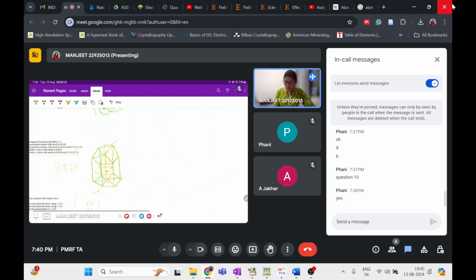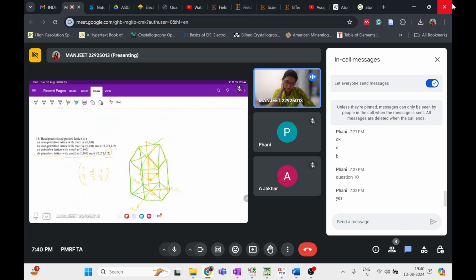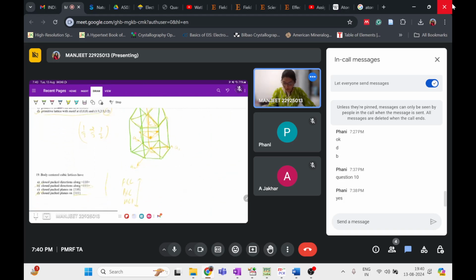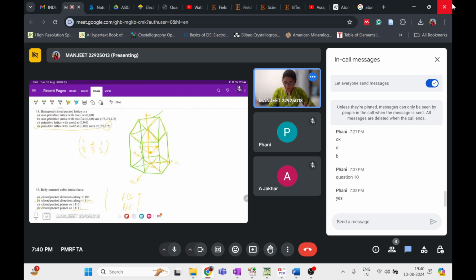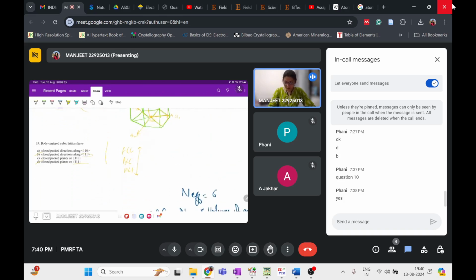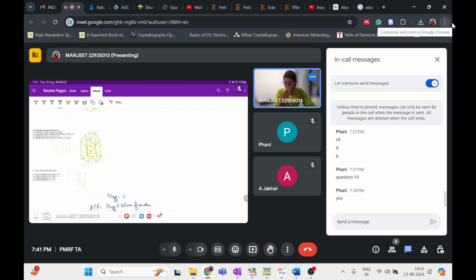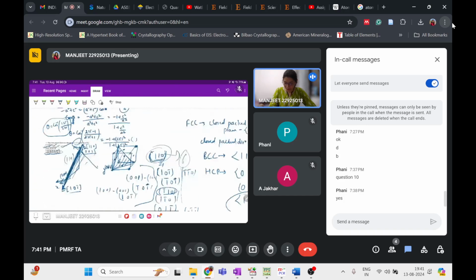In question number 18, we have discussed that the hexagonal lattice is the sum of three primitive lattices with a motif of 0 0 0 and 1/3, 2/3, 1/2, which are the two atoms we are considering, and the body center having the closely packed direction at the 1 1 direction and the 1 1 plane as well as the family of planes. So we have discussed this. If you have any other doubt in any of the assignments, please let me know. We can discuss.